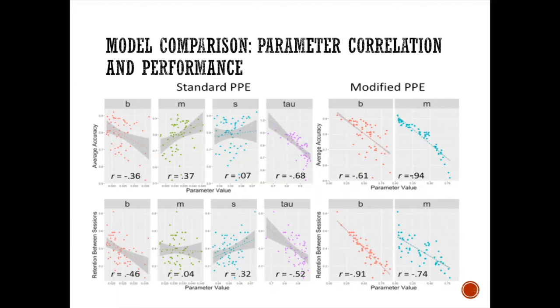Finally, we examined the relationship between each model's free parameters and 2 aspects of the participants' performance: their overall performance, shown in the top row, and the retention between sessions, shown here in the bottom row. In the standard PPE, the tau has the largest correlation with both aspects of performance, as well as the B and M parameters having moderate correlations. This again shows that multiple parameters are accounting for similar aspects of performance in the standard PPE. However, in the modified PPE, both the B and M parameters correlate with both aspects of performance, but the B parameter shows a higher correlation with retention between sessions, and the M parameter shows a higher correlation with the participants' overall accuracy.